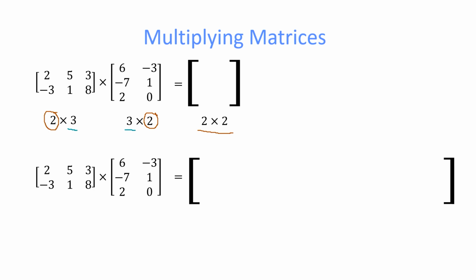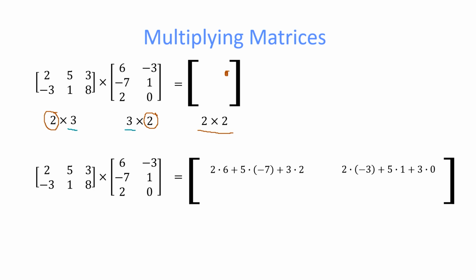So we are not going to do it step by step like before in four different steps, but let's do it all in one. So what we have to do first, we take the first row, so 2, 5, 3, and multiply with 6, minus 7 and 2, right? So exactly like this. Now for the second position, position 1, 2, we take the first row and the second column. So 2 times minus 3, 5 times 1, and 3 times 0, and add them all together.